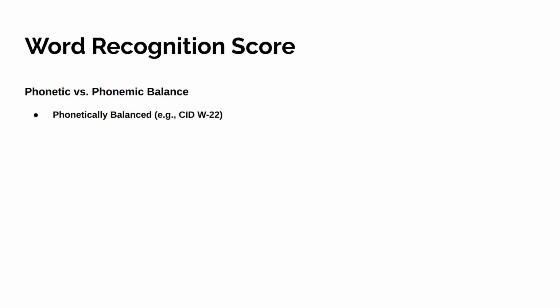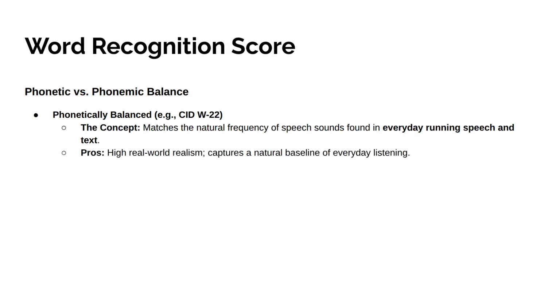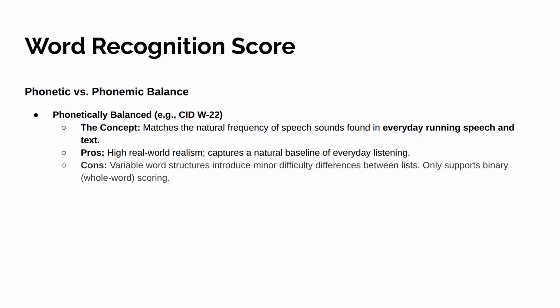So phonetically balanced, the W22s: the concept is to match the natural frequency of speech sounds found in everyday running speech and text. The pros: high real-world realism, captures a natural baseline of everyday listening. Cons: variable word structure, introducing minor difficulty differences between lists, and it only supports binary whole word scoring. So is the word correct or incorrect?